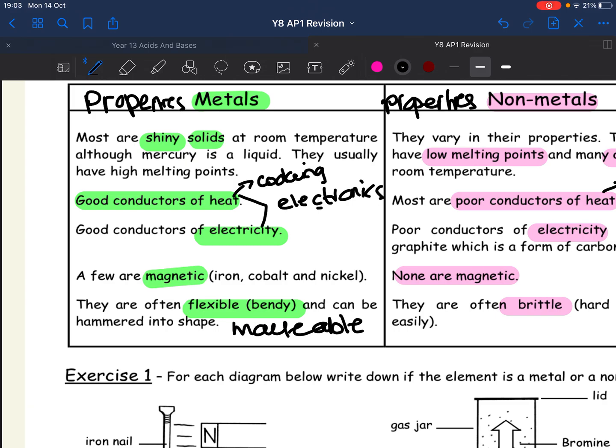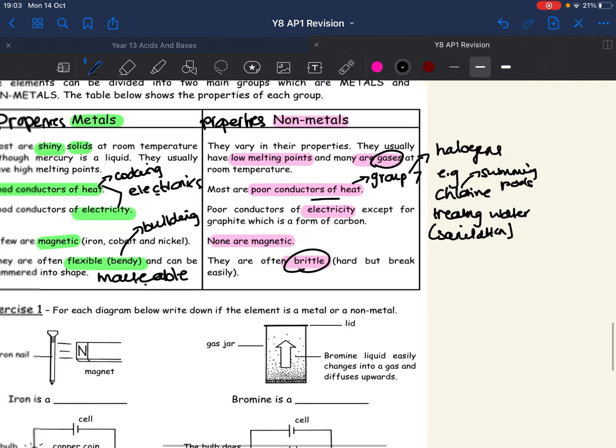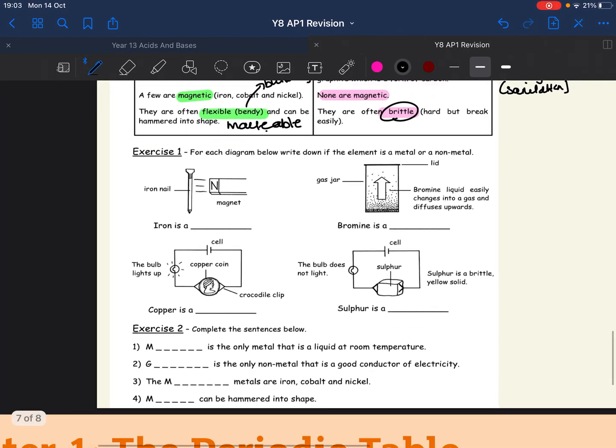Whereas the metals, like we said, are used in electronics and cooking appliances, and they're malleable, so I can use them in building. Whereas I wouldn't be able to use chlorine to make a building because it's brittle. Also, non-metals are poor conductors of heat and electricity, and most of them are gases. They're not solid at room temperature, so that's where the uses are different. So examples are here.